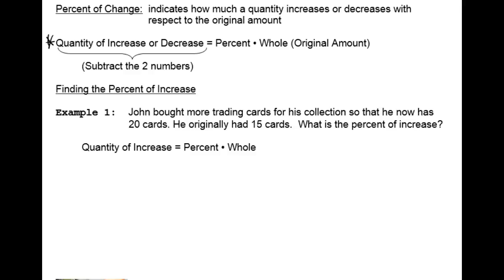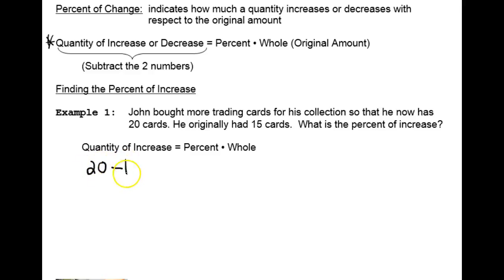Let's look at example 1 to make sense of this equation. John bought more trading cards for his collection so that he now has 20 cards. He originally had 15 cards. What is the percent of increase? I know that this is an increase because if he started with 15 cards and now has 20 cards, the amount of cards in his collection has gone up or increased.